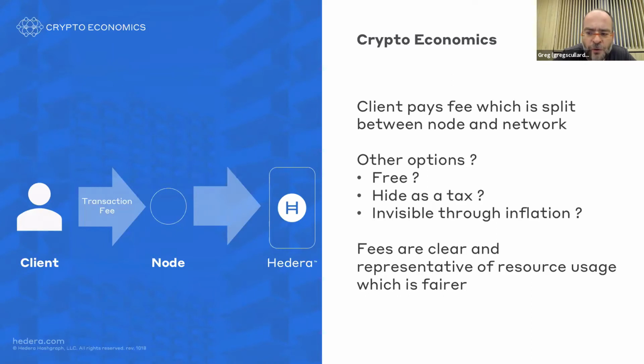You pay according to how long you want to store things. If you want to store a file longer than initially planned, you can pay a little bit more and it will be stored longer. Likewise for smart contracts and transactions, the economics reflect the exact resource usage.